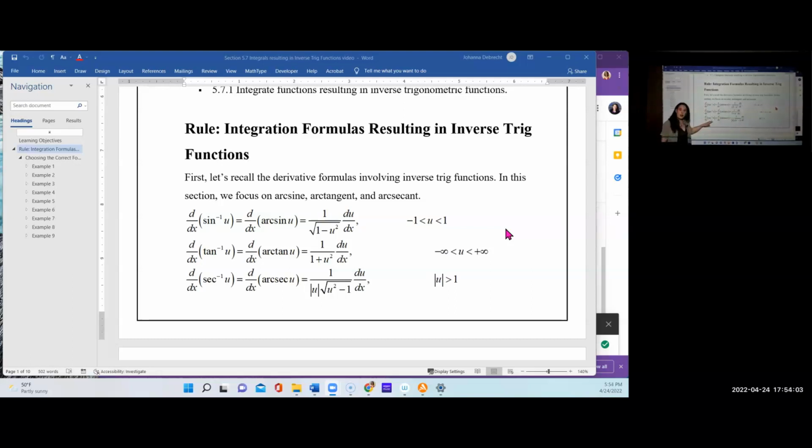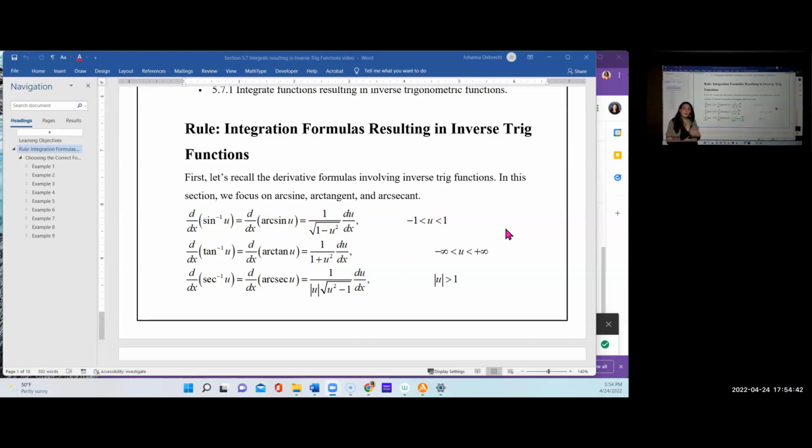The last one we're going to talk about in this section is the derivative of arc secant. We find that this gives us 1 over the absolute value of u times the radical of u squared minus 1 times du dx, with the restriction that the magnitude of u be greater than 1, so that what's under the radical turns out to be strictly positive. Now, when we're looking at these, notice that 2 of these involve a radical, and the same 2 have a difference. Notice that the one that involves arctangent does not have a radical and it has a sum.